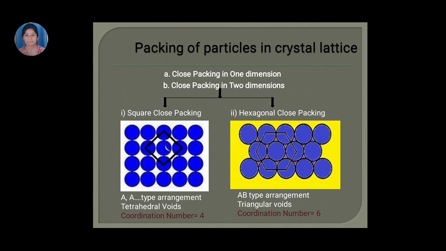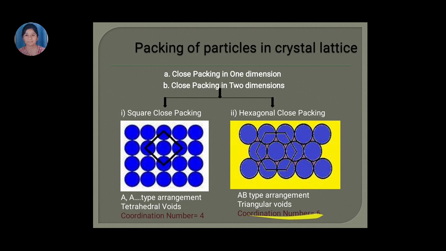I've cleared this to you before, that one atom is surrounded by four atoms in a square close packing structure. That is why the coordination number of each atom in the square close packing is 4. In the same manner, if you look at the hexagonal close packing structure, each atom is surrounded by 6 atoms.